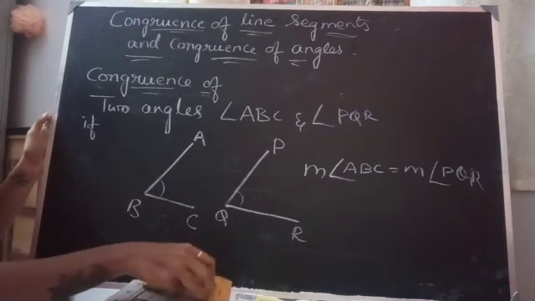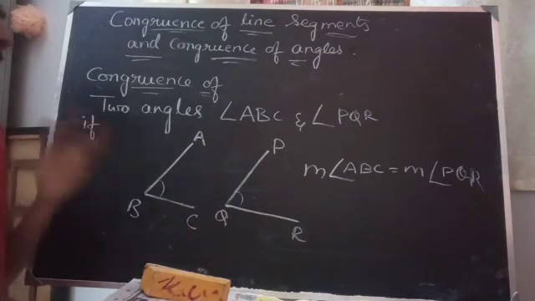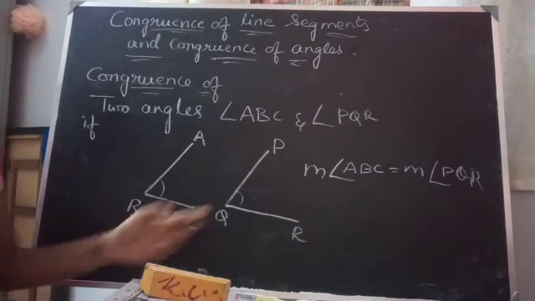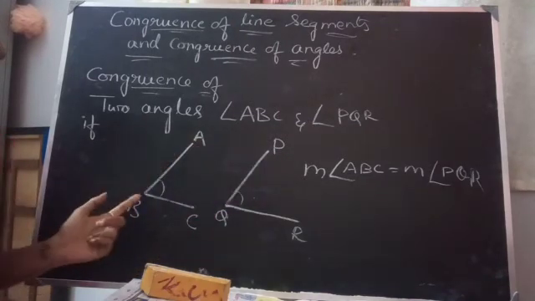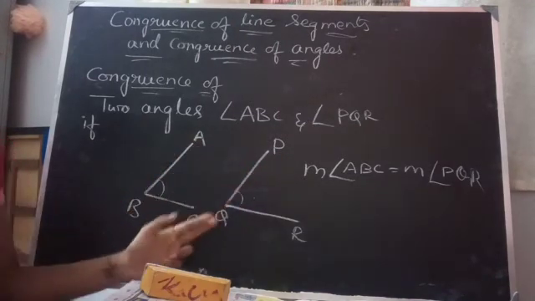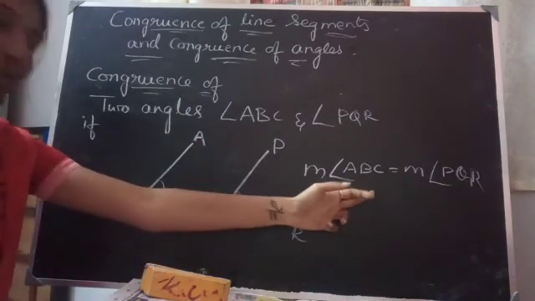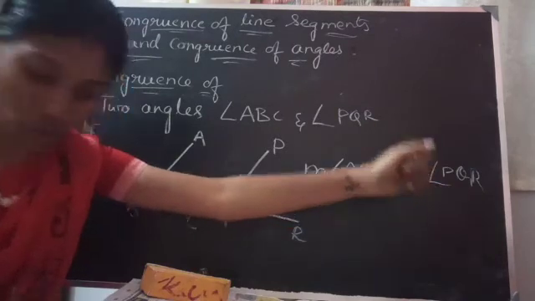So we can say that two angles are congruent if the measure of angle ABC is equal to the measure of angle PQR.